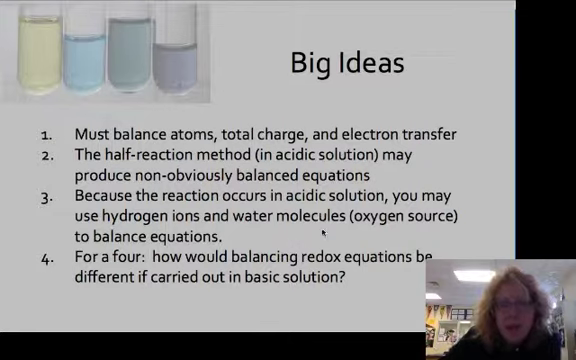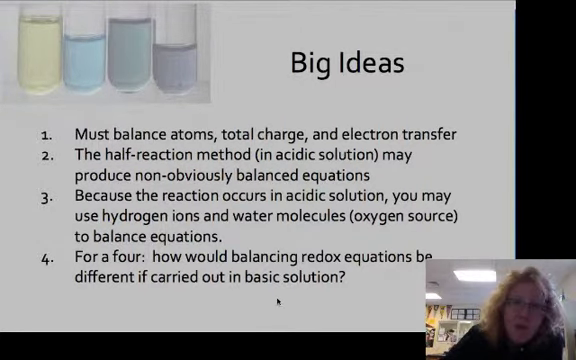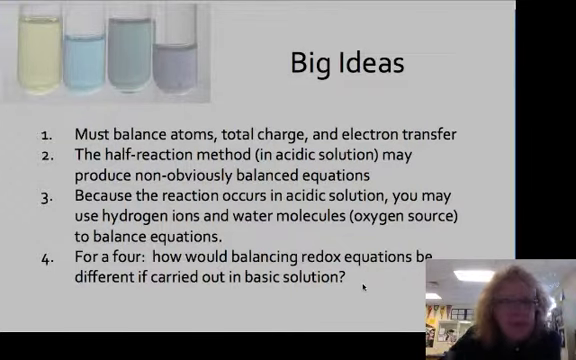Because they're occurring in those acidic solutions, you've got hydrogen ions and water molecules to balance out your hydrogen and oxygen. And for a 4, if you would like to go on, you can take a look at how balancing redox equations would be a little bit different in basic solutions, another way to do it. Or you can take a look at some specific examples of important redox reactions that are done in acidic solutions.